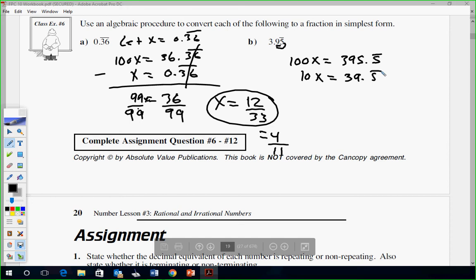Yeah, Maddie? So then you don't multiply 10 by the 395.5 repeating, you multiply by 3.95 repeating? Right, you have to come back. Excuse me, very good point. This is what represents our x. That's what we're multiplying by. Sorry, I skipped that step. Like right here, let x equal 0.36 repeating. So this we're multiplying by 100. This we're multiplying by 10.